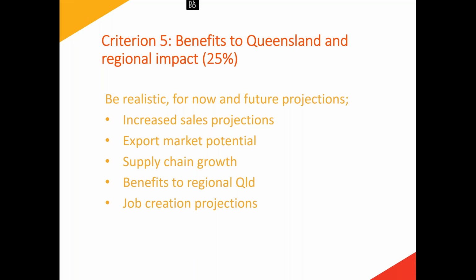Don't leave it to the last. So we often see with people writing grants, this is the last section normally in the application. It's the last thing to get written, but just keep in the back of your mind that this is worth 25%. So the big thing is to start looking at how your project is going to benefit Queensland. And be realistic about it. It's about increasing sales projections, export market potential, supply chain growth, benefits to regional Queensland and job creation projects.